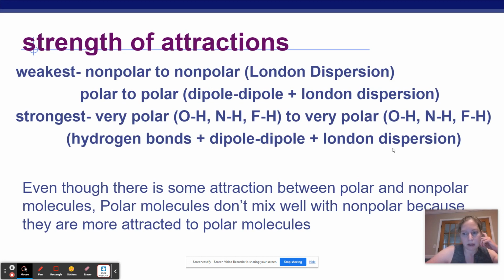And so we're going to do a lab at the end of this unit, but even though there's some attraction between polar and nonpolar molecules, because all atoms and molecules can form London dispersion forces with each other, polar molecules don't mix well with nonpolar because the polar molecules have a stronger attraction to themselves than they do to the nonpolar molecules. So it's just something to keep in mind for later.